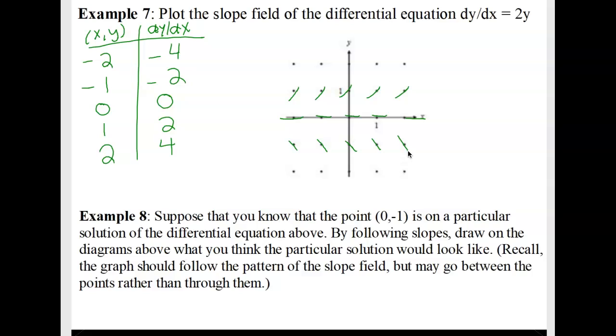And then your 4 and -4 should have similar steepness, but in opposite direction. And it needs to be steeper than the 2.